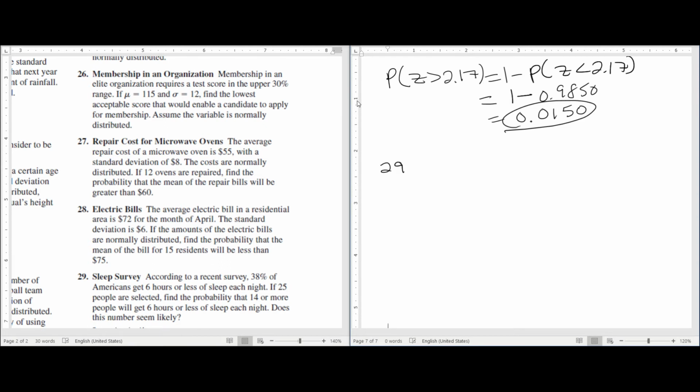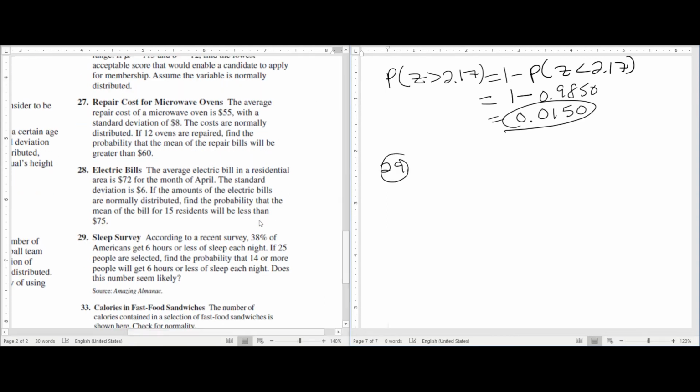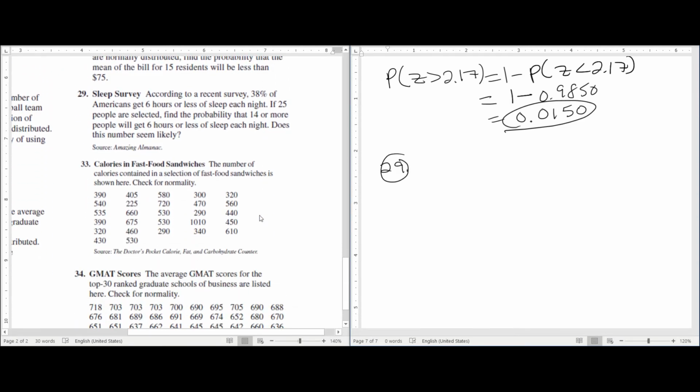Now we're looking at 29. Sleep survey. According to a recent survey, 38% of Americans get 6 hours or less of sleep each night. If 25 people are selected, find the probability that 14 or more people will get 6 hours or less of sleep each night. Does this number seem likely? So according to a recent survey, 38% get 6 hours or less.